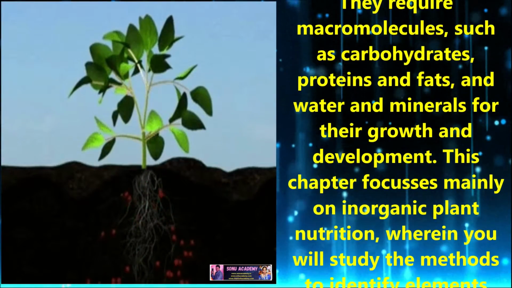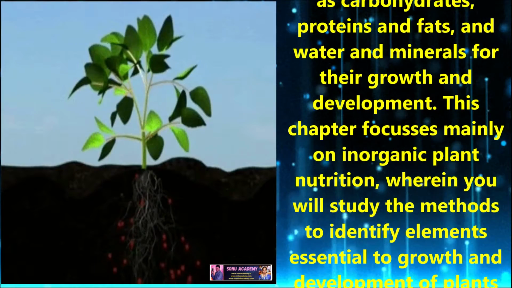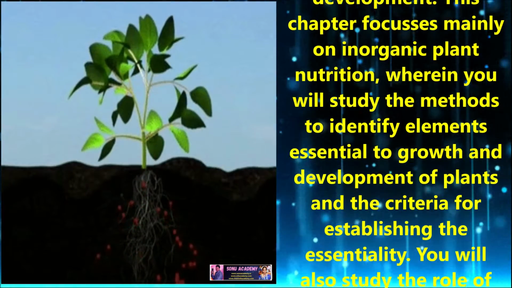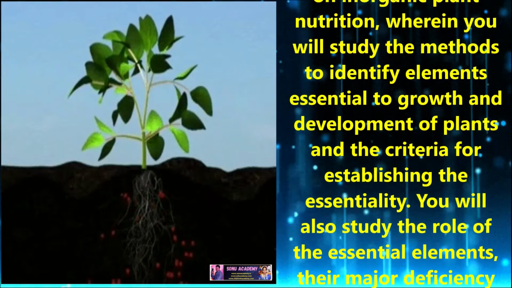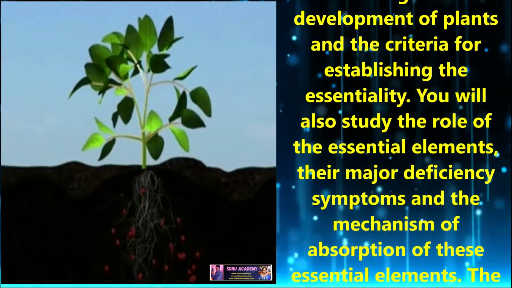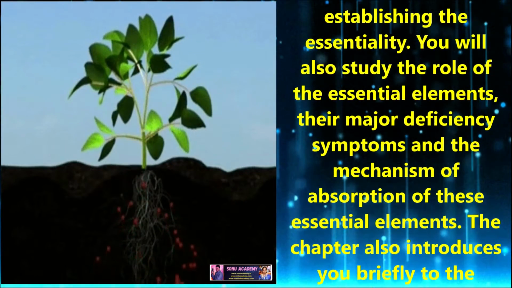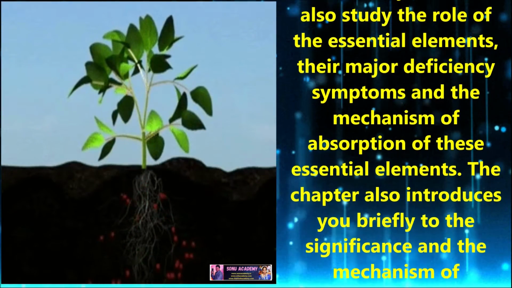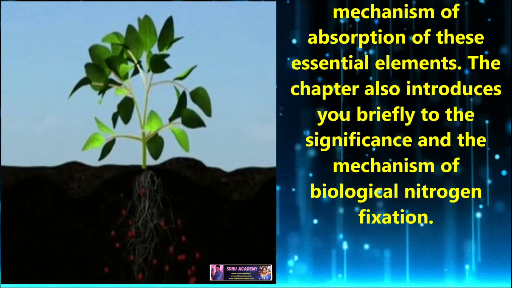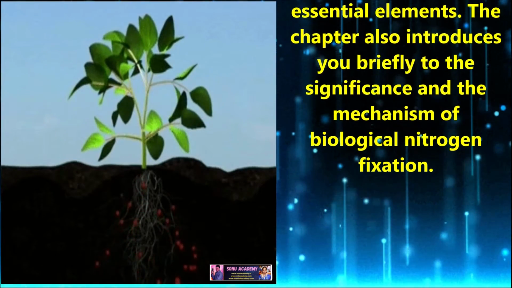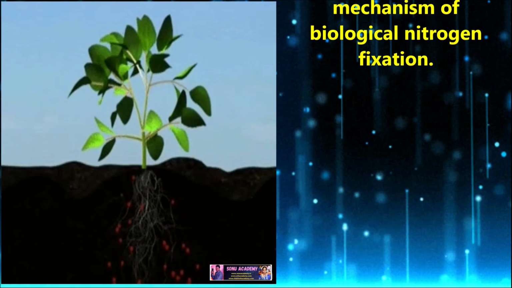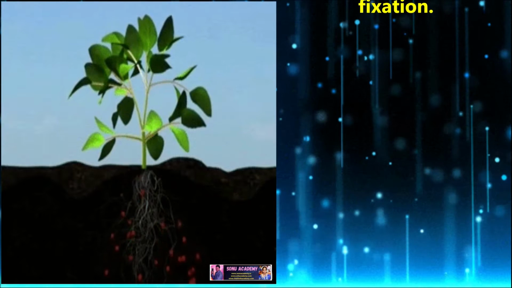This chapter focuses mainly on inorganic plant nutrition, wherein you will study the methods to identify elements essential to growth and development of plants and the criteria of establishing the essentiality. You will also study the role of essential elements, their major deficiency symptoms, and the mechanism of absorption of these essential elements. The chapter also introduces you briefly to the significance and the mechanism of biological nitrogen fixation.